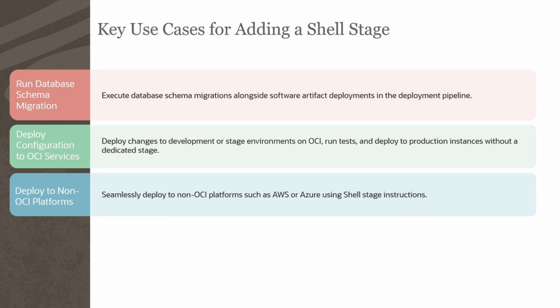You can seamlessly deploy to non-OCI platforms using the shell stage instructions. This includes deploying to WebLogic environments using WebLogic deploy application command line tools, as well as other cloud platforms such as Amazon Web Services and Azure using artifacts built from OCI.